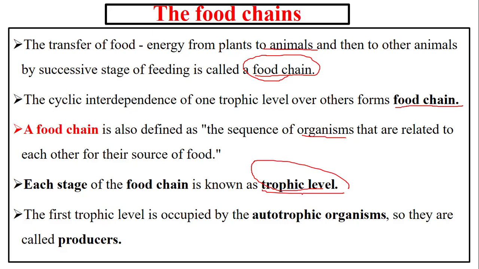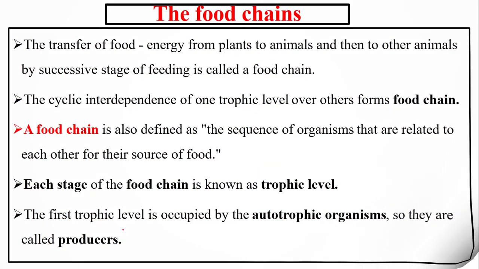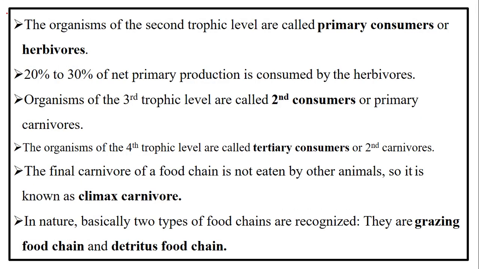And the first trophic level is occupied by autotrophs, or producers. We call them producers or green plants. Green plants are the first trophic level. Okay, the organisms of the second trophic level are primary consumers, and they are also called herbivorous. And 20 to 30% of the net primary production is consumed by the herbivorous, or 20 to 30% of the food produced by the green plants is consumed or used by the herbivorous.